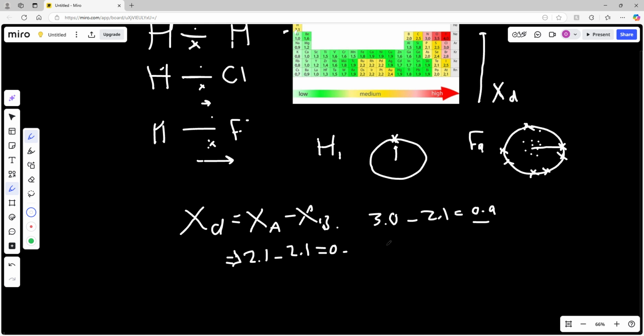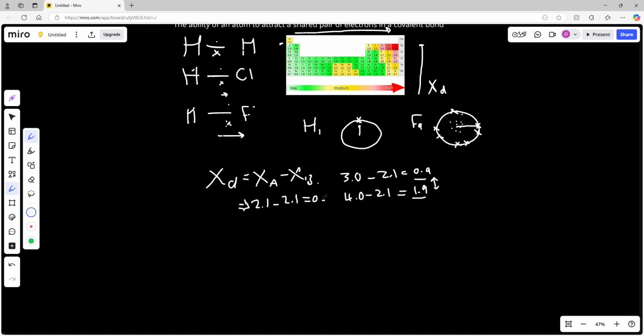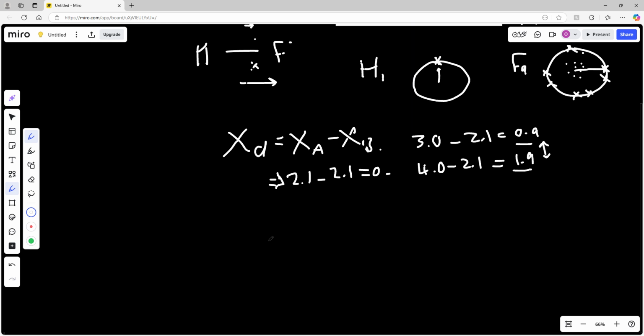Okay, if you compare fluorine and hydrogen, we have 4.0 minus 2.1, which equals 1.9, which obviously is an even greater electronegativity difference, which means that the molecule will be even more polar. Okay, but you may be thinking, it's great that I can see that 1.9 is greater than 0 and 0.9 is greater than 0, but what about distinguishing between these two? Okay, so there are actually some rough values that we can take a look at.